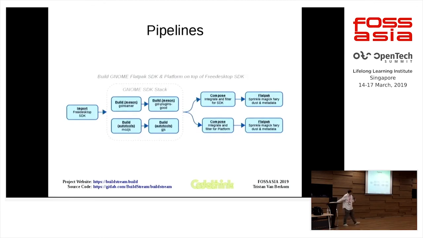Build GNOME. So here, for example, we have basically the same kind of GNOME-ish example where we're going to build Epiphany or create a Flatpak. Yeah, so this is integrate for the SDK and integrate for the platform. So this is basically how we create the GNOME SDK, but in a very condensed summary.